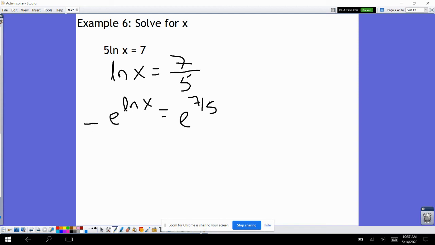Now on our left-hand side, e and ln of x are inverses, so that leaves us with just x is equal to e to the 7/5. And e to the 7/5 is your exact answer.